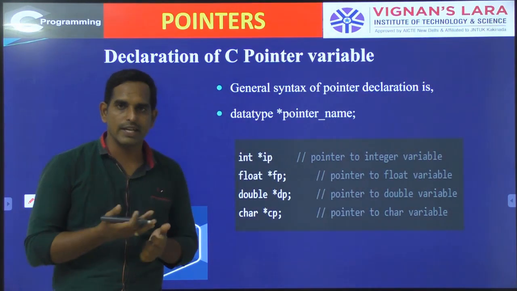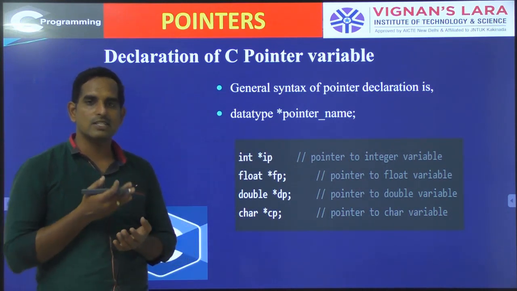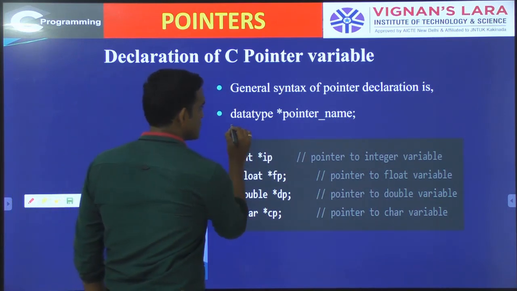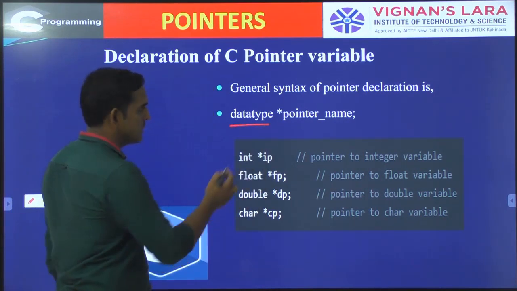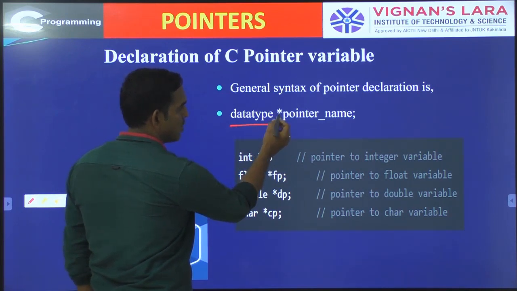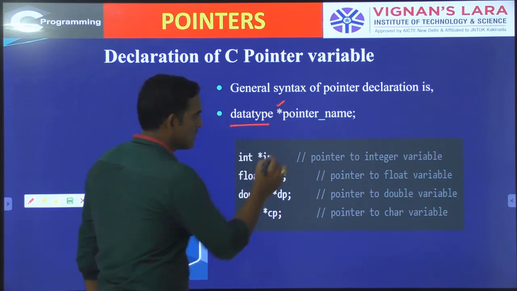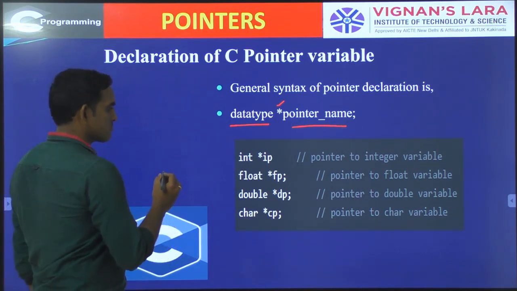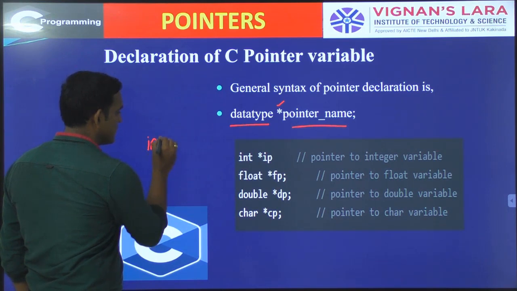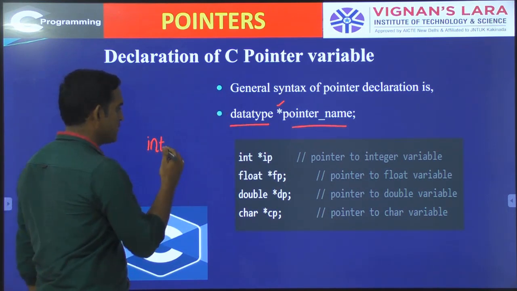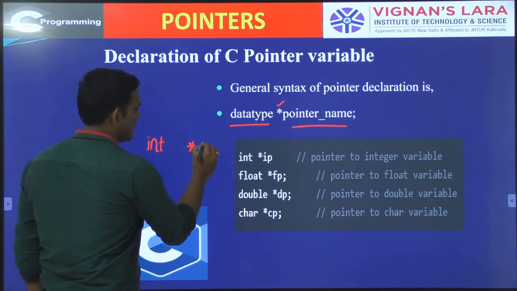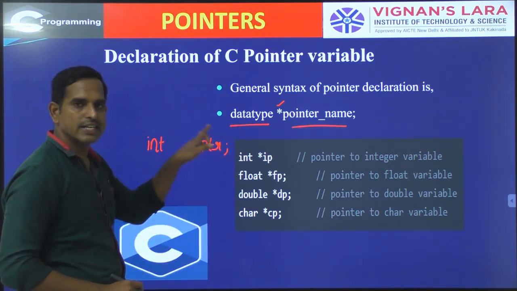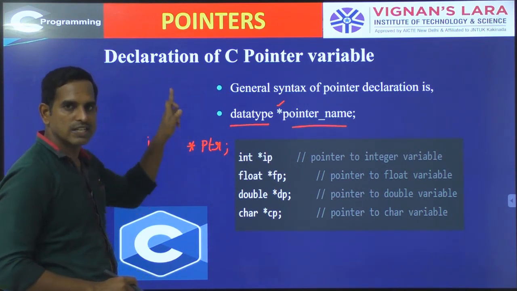Now, how can you create your pointers? The first part is how to declare your pointers. The general syntax is to specify the data type first, then give a space. After that, you specify the star symbol and the pointer name. For example, int is the data type, next star PTR. The star will differentiate it from a general variable.